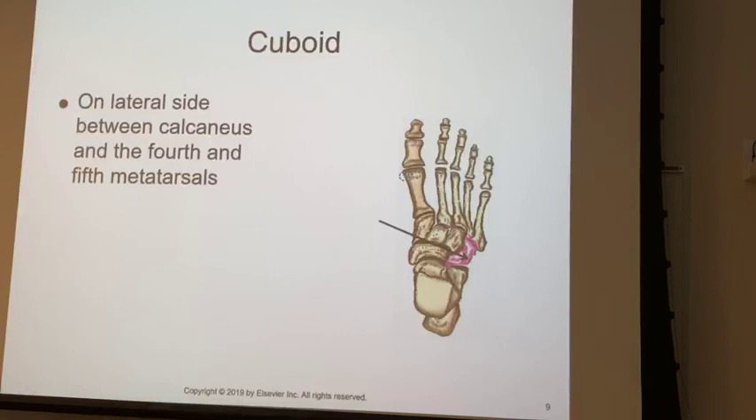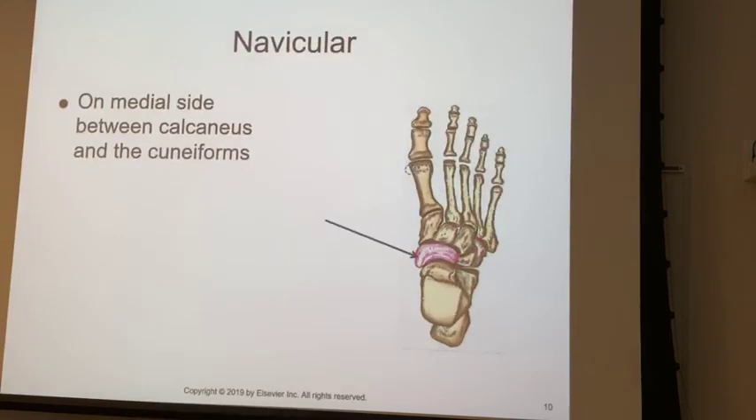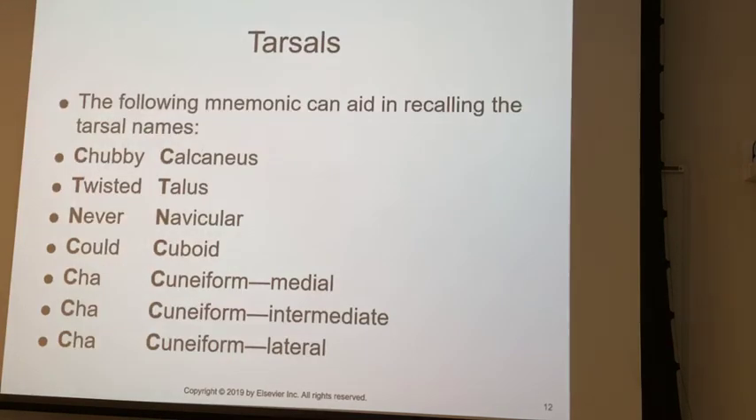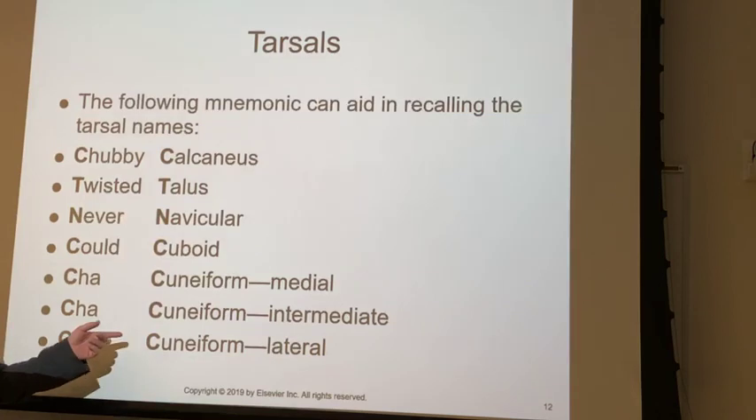And then cuboid, lateral, navicular, and the cuneiforms. So we had a mnemonic for the carpal bones. They also have one for the tarsal bones. If you go into clinicals and you ask anybody for the mnemonic for tarsal bones, they're not going to know it.